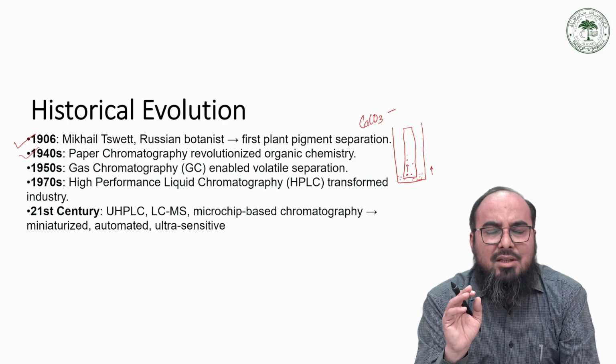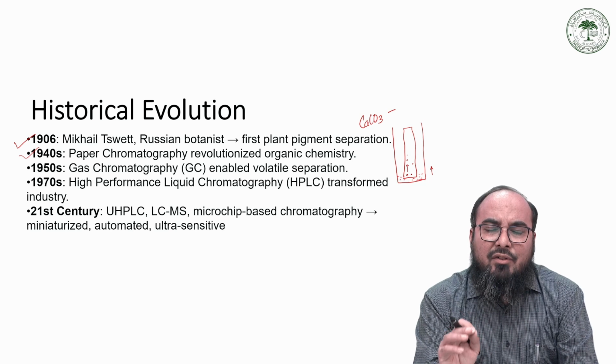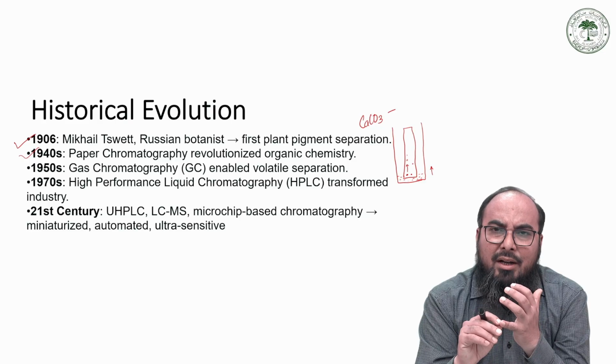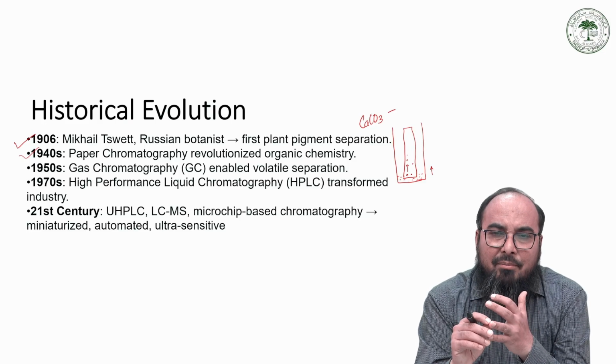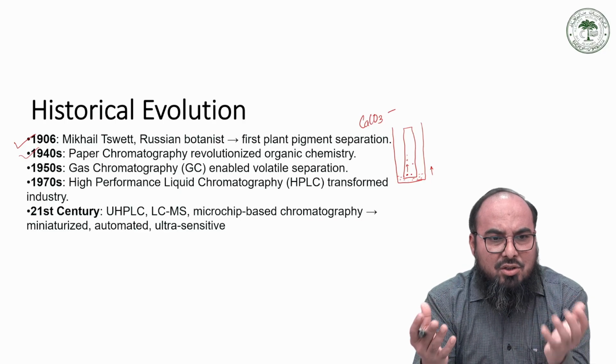So that was the advent of paper chromatography, and by using paper chromatography, you actually identify a particular component. You actually check the purity of the sample. So organic chemistry people use this technique to monitor their reactions also.